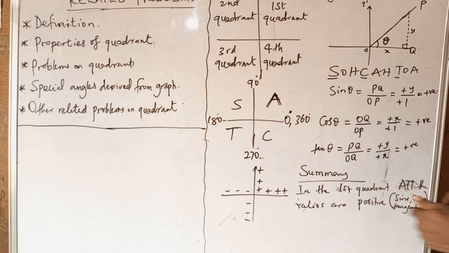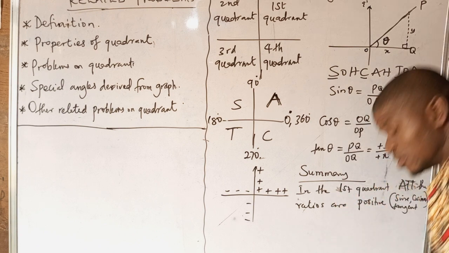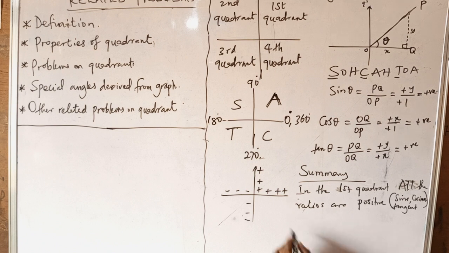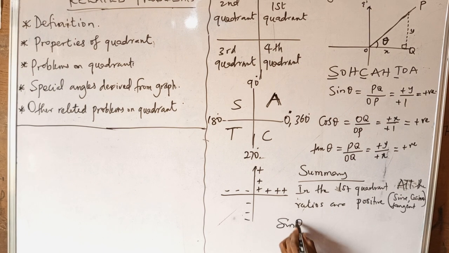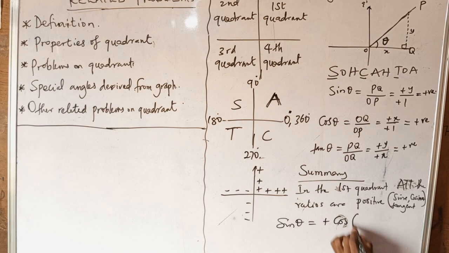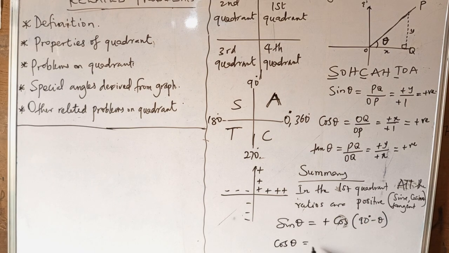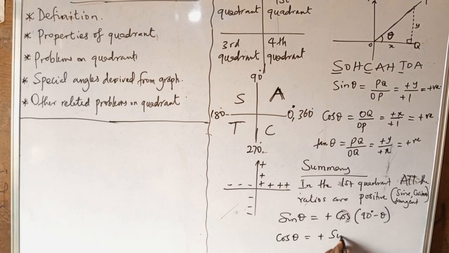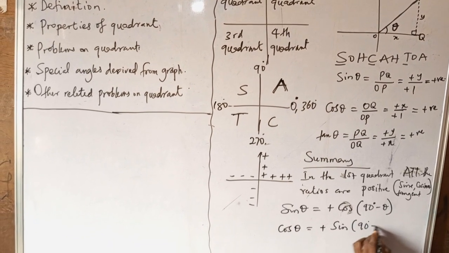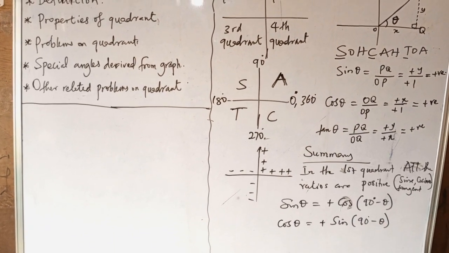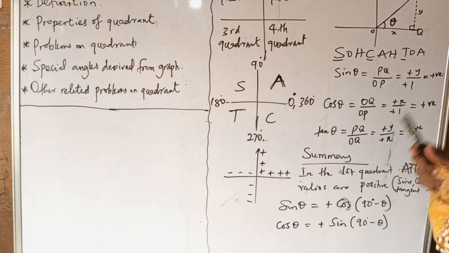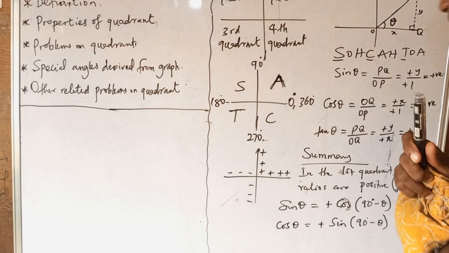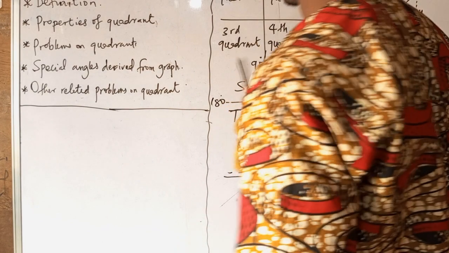But first, before we leave the first quadrant, we have two basic formulas here. The first formula is that sine theta is equal to plus cos 90 degrees minus theta, and cos theta is equal to plus sine 90 degrees minus theta. We call these complementary angles. So let's move to the second quadrant.